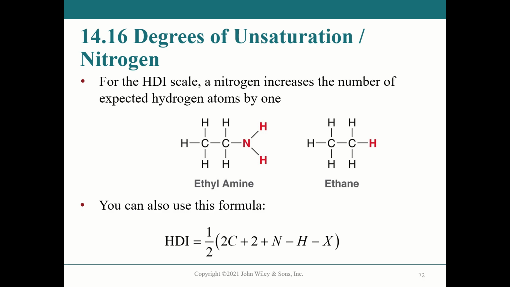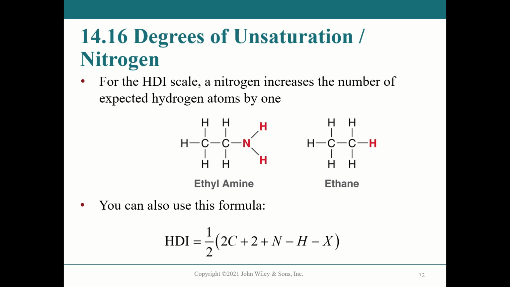So the total formula for degrees of unsaturation is to take the sum of twice the number of carbon in your molecule, add 2 to that number, add the total number of nitrogen atoms in your molecule, subtract the total number of hydrogen, and subtract the total number of halogens like chlorine, bromine, iodine. Once you get that total number, divide that number by 2, and that will get you your total degrees of unsaturation. For example, in ethylamine, we have 2 carbons and a nitrogen.